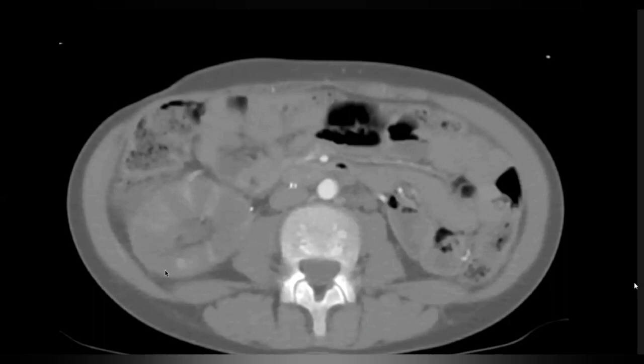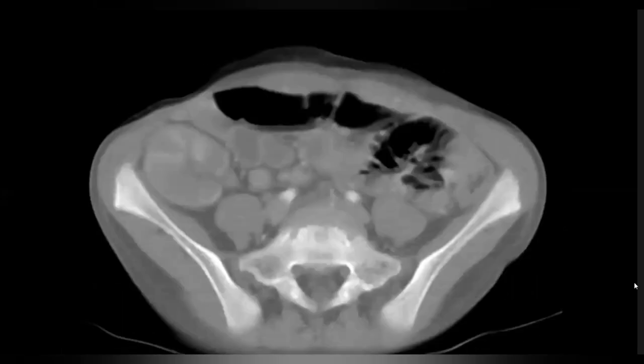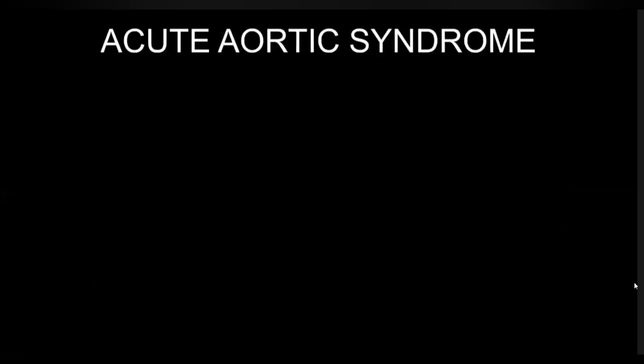So you can see there's a transplant kidney here that doesn't look very happy. It's not really enhancing very well. Yes. So you did well. This is a type B dissection.